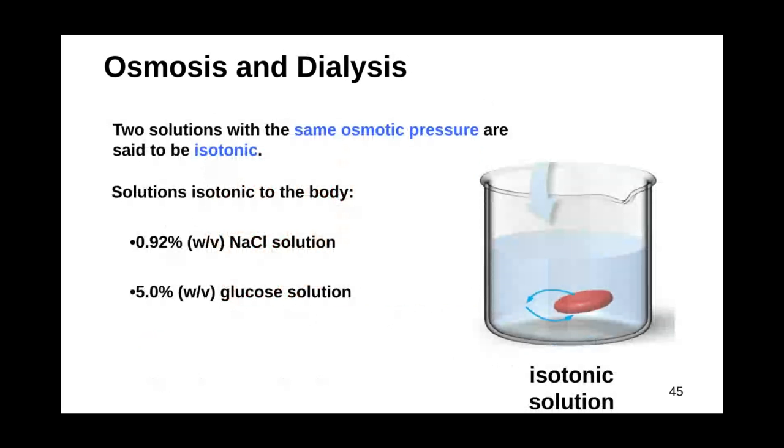So thinking about your body, solutions that are isotonic with your body include 5% weight to volume glucose and 0.92% weight to volume sodium chloride. If you've ever been to the hospital and you've got an IV drip, they give you 0.92 weight to volume sodium chloride, typically speaking. They do that because this is isotonic with your body, i.e. it's not going to cause any net movement of water in and out of your cells.